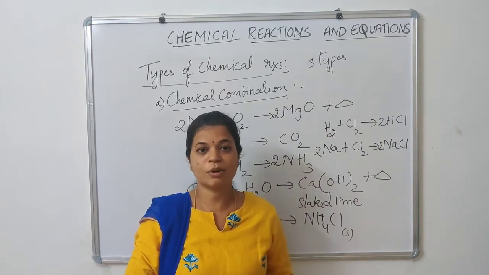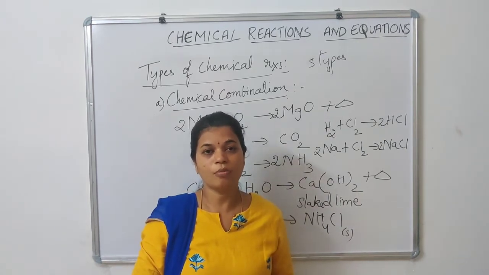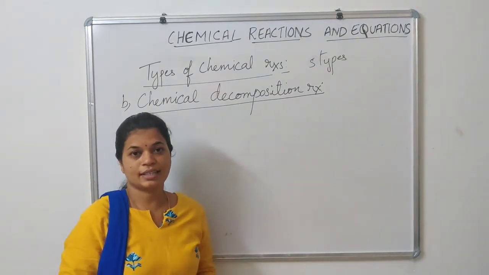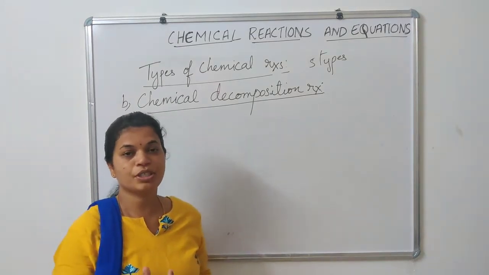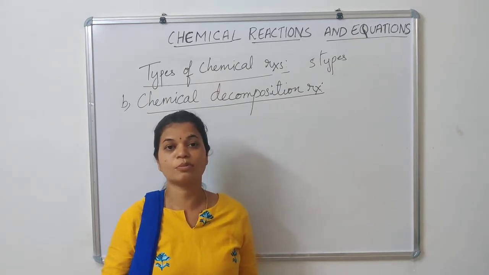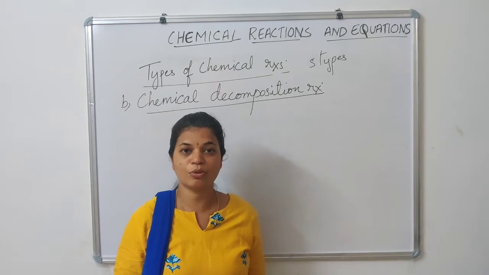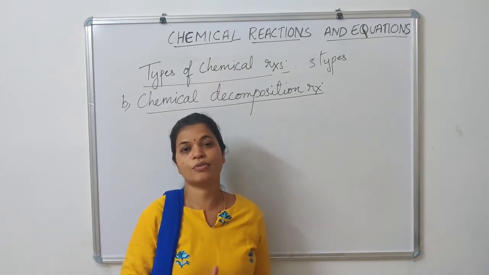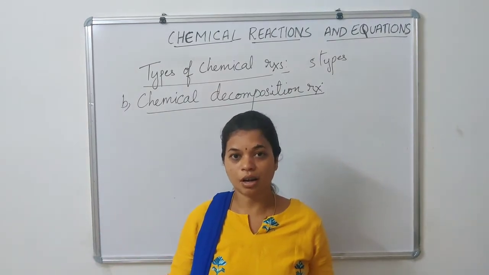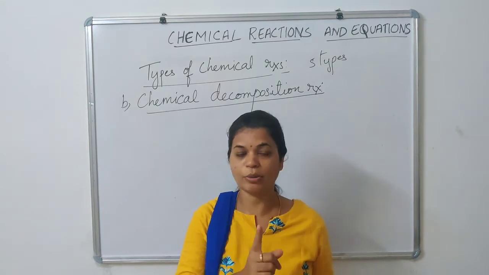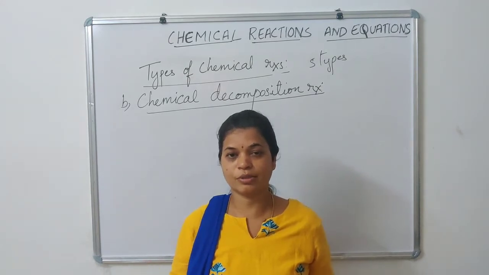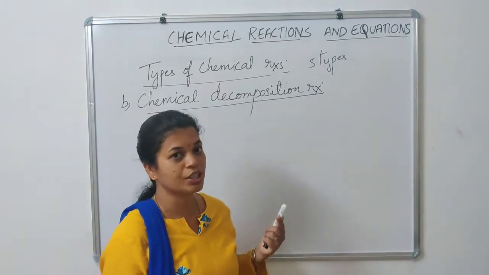Now let us go to the next type of chemical reaction, that is chemical decomposition reaction. Okay children, let us learn about it. In a chemical decomposition reaction, when a compound splits up into two or more simpler substances, we call it a chemical decomposition reaction. It is just the opposite of chemical combination. In a chemical combination reaction, two or more elements or compounds chemically combine to form one product. But here, one single compound splits up or breaks down into two or more substances. It is a reverse of chemical combination reaction.